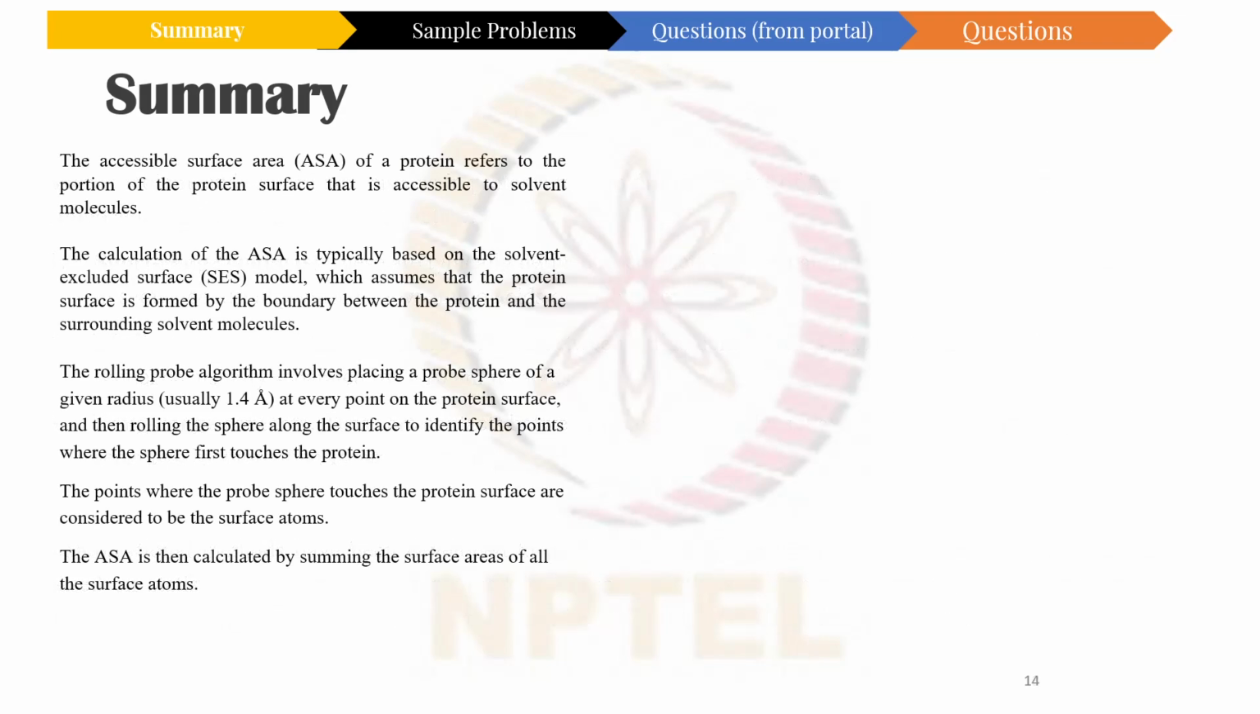Next is the accessible surface area, ASA, which refers to the portion of the protein surface that is accessible to solvent molecules. The ASA is important for understanding protein-protein interactions, ligand binding, and protein stability. The calculation of ASA is typically based on the solvent excluded surface model, which assumes that the protein surface is formed by the boundary between the protein and surrounding solvent molecules.